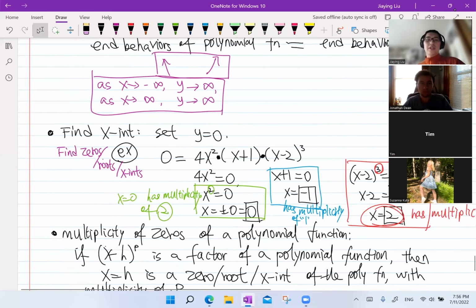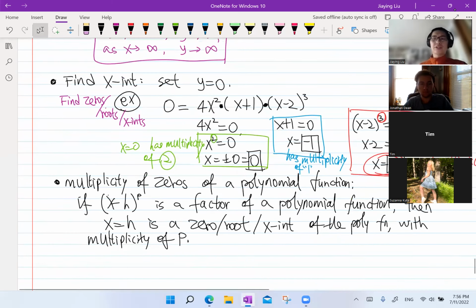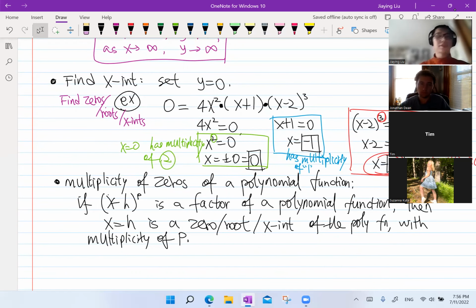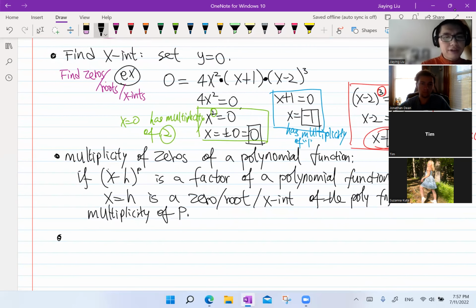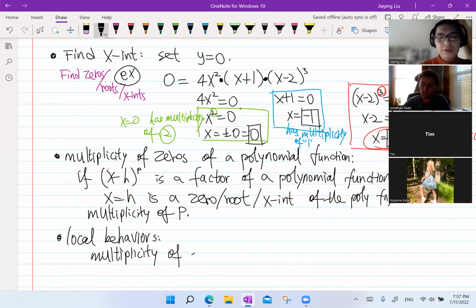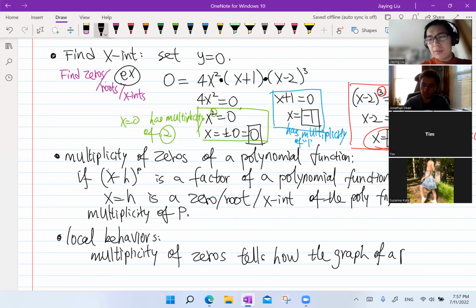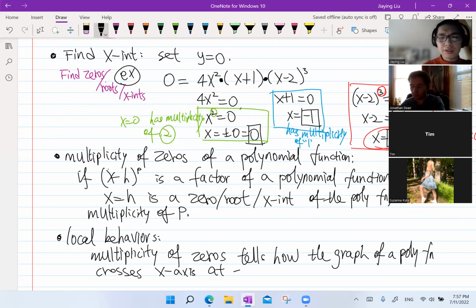Now, why do we talk about this? The multiplicity of the x-intercepts or of the zeros is going to tell us how the graph is going to cross the x-axis. So this is a local behavior, one of them. So multiplicity of zeros tells how the graph of a polynomial function crosses the x-axis at these x-intercepts.